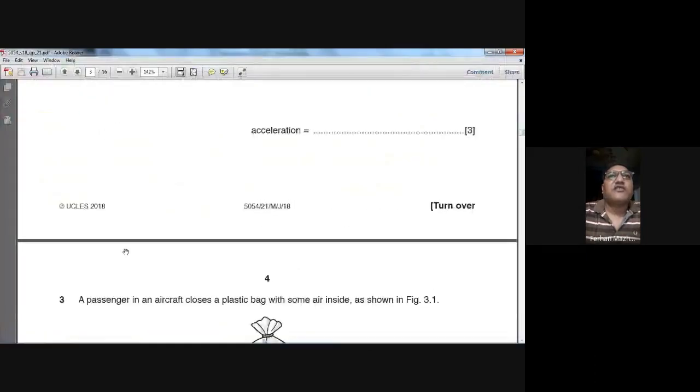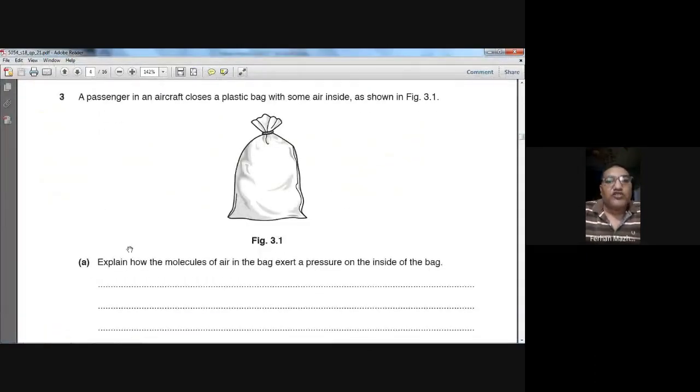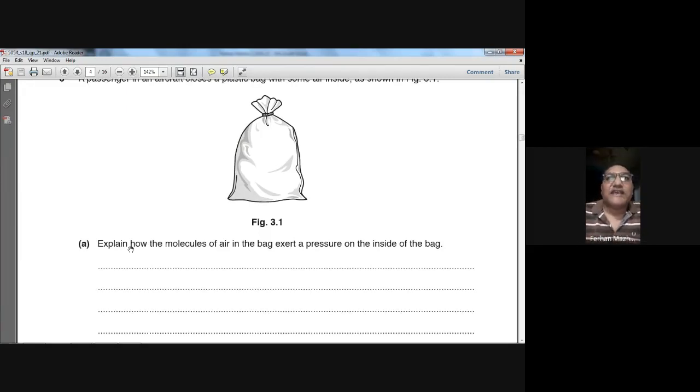Okay, so we are moving to the next question. The next question is question number 3 on your screen. A passenger in an aircraft closes a plastic bag with some air inside, as shown in figure 3.1. A part: explain how the molecules of air in the bag exert a pressure on the inside of the bag. You see, this plastic bag has air inside it. The air molecules are randomly moving. When they are moving in all directions, what happens during their motion? They collide with the walls of the bag.